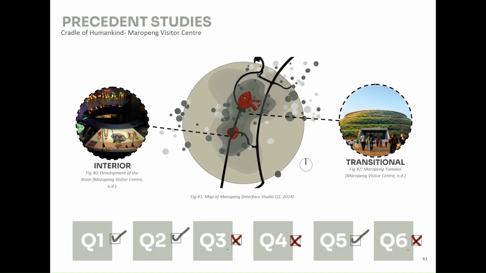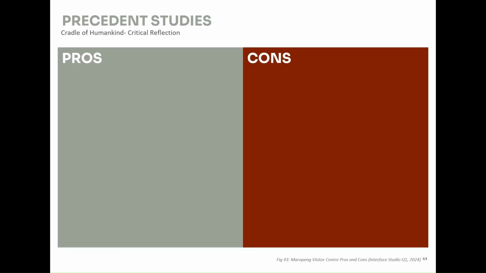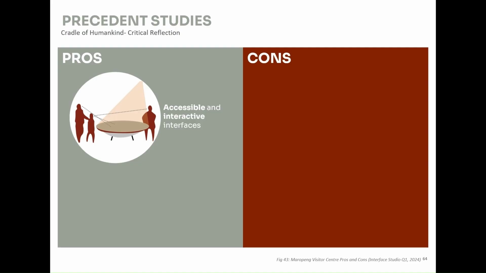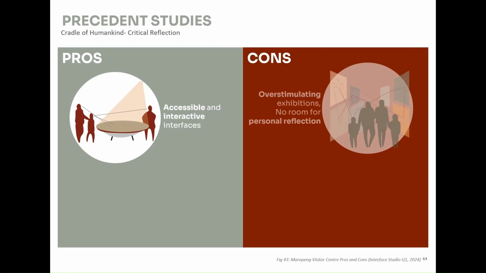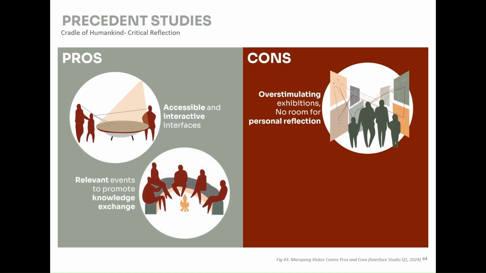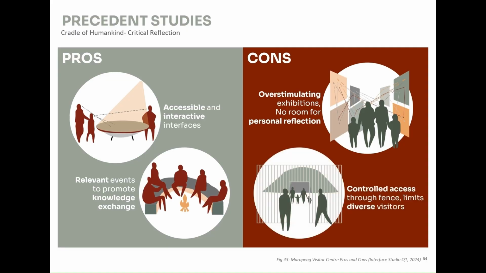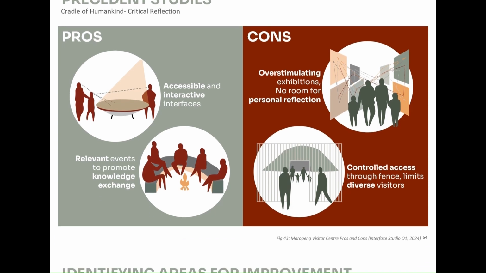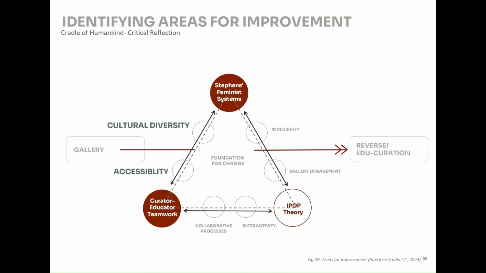The application of our questions is further supported by identifying key pros and cons of the Cradle of Humankind. While the spaces make use of accessible interfaces, the exhibitions are sometimes overstimulating and don't leave room for personal reflection. Relevant events are hosted by the transitional spaces such as stargazing and fireside chat. However, these spaces have limited and controlled access due to the fence condition. This can be related back to our areas of improvement. The areas that need the most improvement are diversity and accessibility.